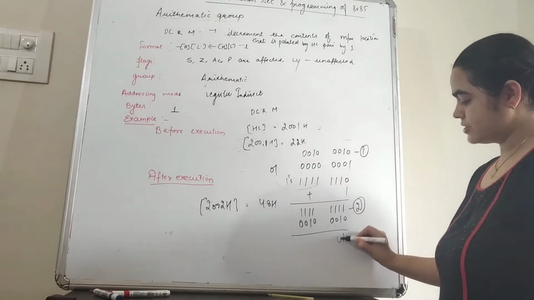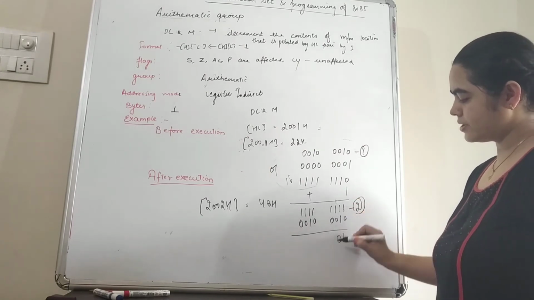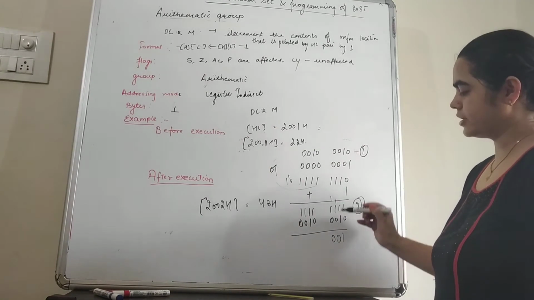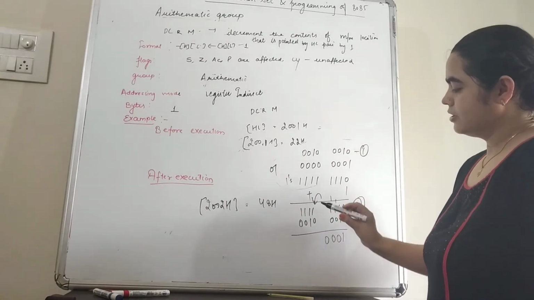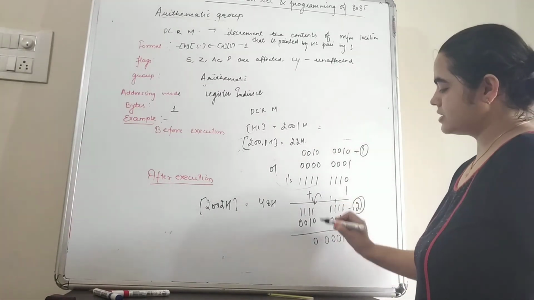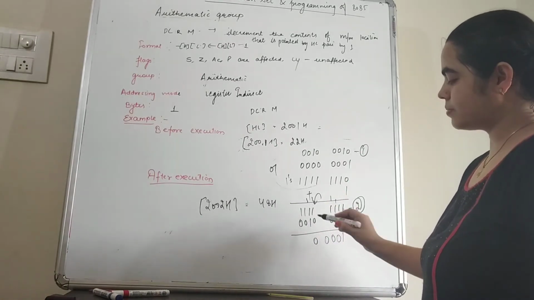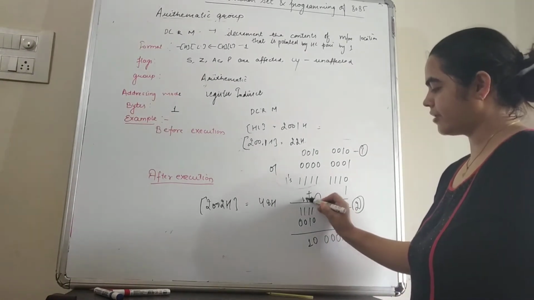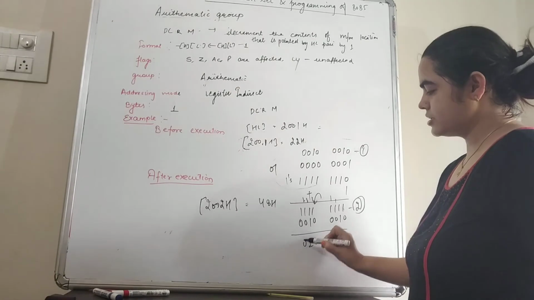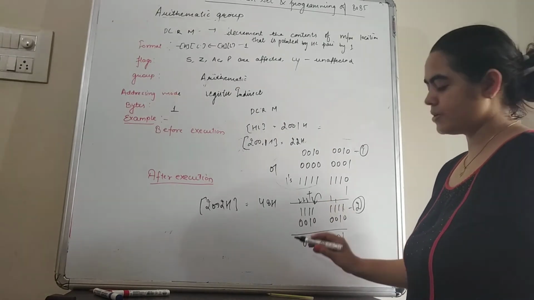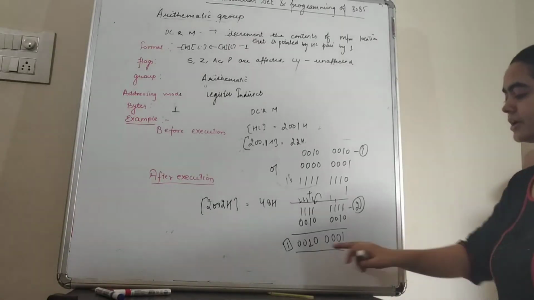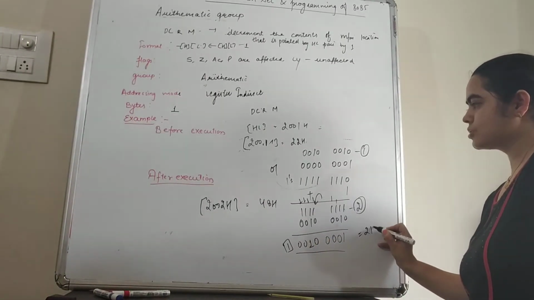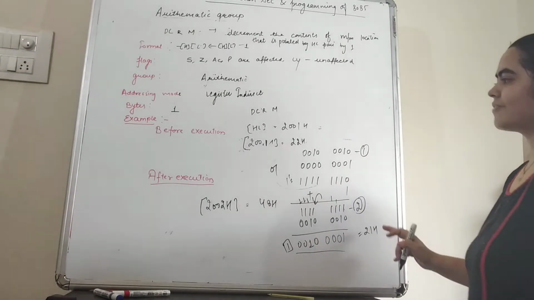1 and 1 is 10, 0 here, carry 1. 1 plus 1 plus 0 is again 10. 0 here, 1 here. 1 plus 1 plus 0 is 10. 0 and 1 here, 1 plus 1 plus 0 again 10. 0 here, 1 here, 1 plus 1 plus 1 is 11. 1 and 1, again 10. 1 plus 1 plus 0 is again 10. So the final 1 is the carry and the remaining result is 21. So the answer is 21H after the subtraction.